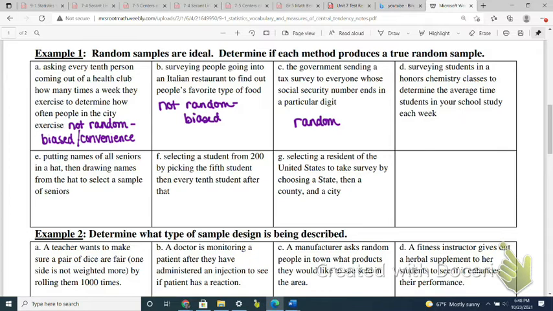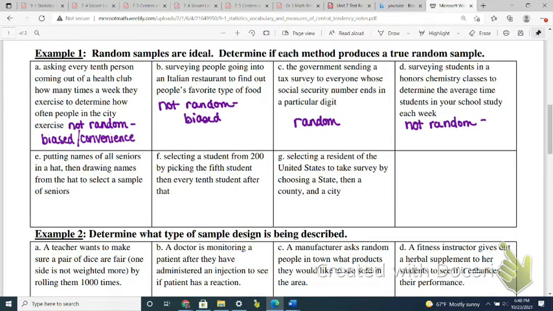D, surveying students in an honors chemistry class to determine the average time a student in your high school studies each week. This is, again, not random. If you are in an honors chemistry class, you are probably studying a little more than someone in, let's say, gym class. If you're taking honors chemistry, you need to do a little more studying than if you were in gym class.